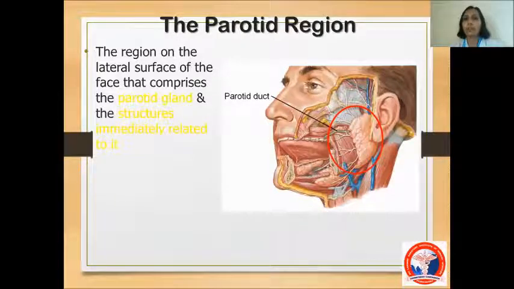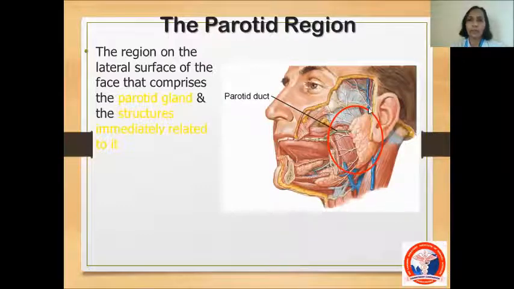The diagram shows the parotid region. It's the region of the lateral surface of the face. The major structure is the parotid gland, located in front, below and behind the auricle, and the structures in the immediate vicinity of the gland. We can see the parotid duct arising from the anterior border of the parotid gland. We see the branches of the facial nerve, the temporal, zygomatic, buccal, mandibular and the cervical, leaving the parotid gland.